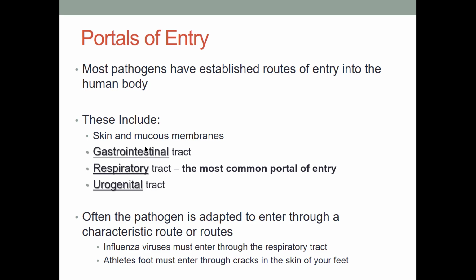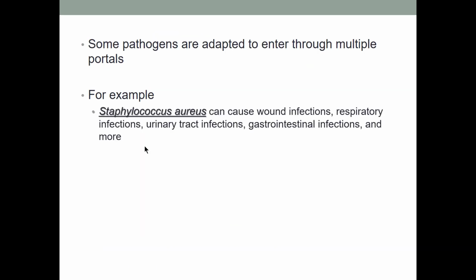Vice versa, if you were to swallow athlete's foot, you would not get it. It would not enter through the right portal of entry. So portal of entry is usually a very specific route. Now, there are some exceptions to that, and certain pathogens are more broadly adapted. For example, Staphylococcus aureus, this is one that's maybe referred to as MRSA. When it's antibiotic resistant, we call it MRSA.